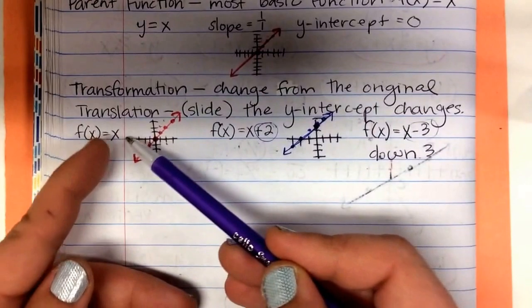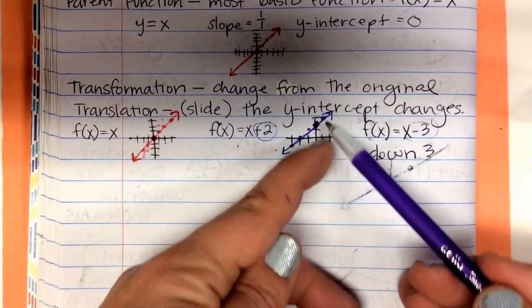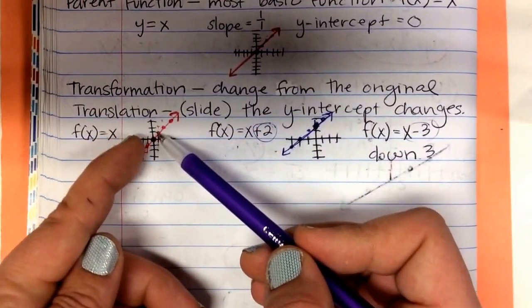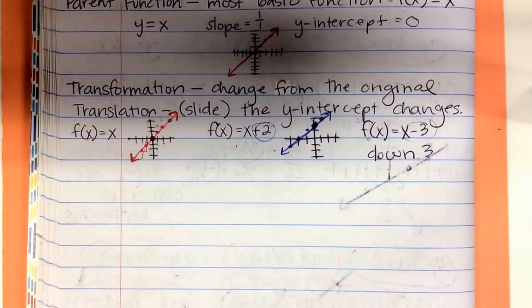This is my parent function. And then it slides up 2. This one's going to slide down and start at negative 3.